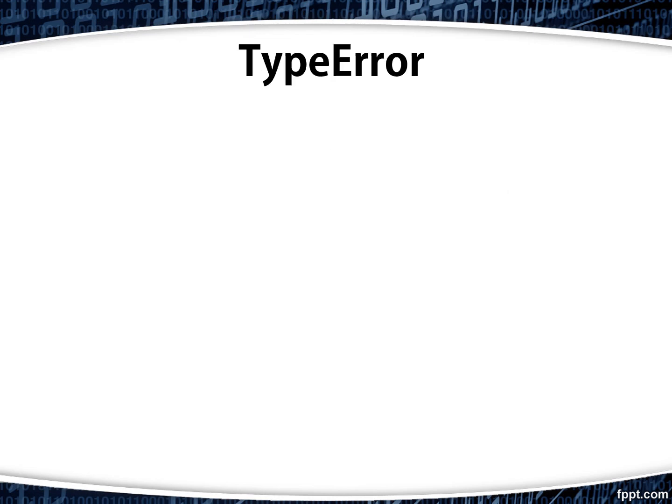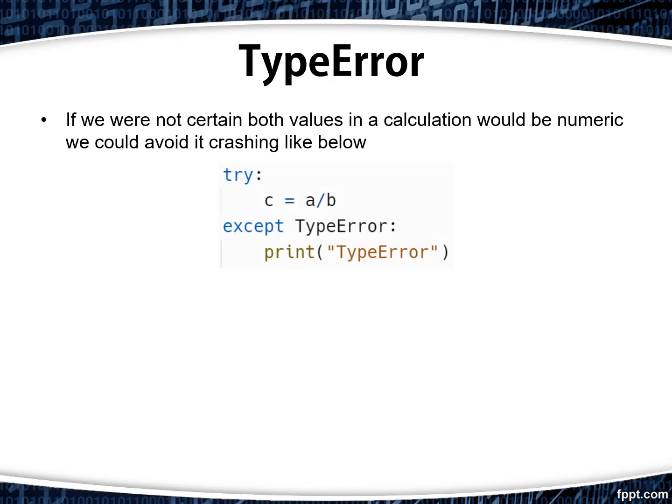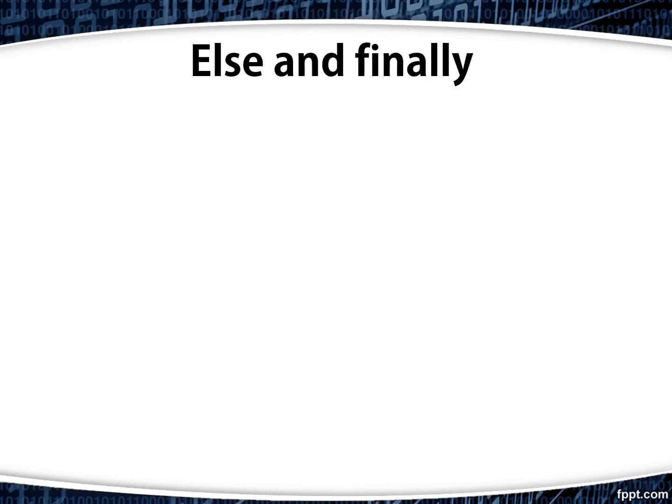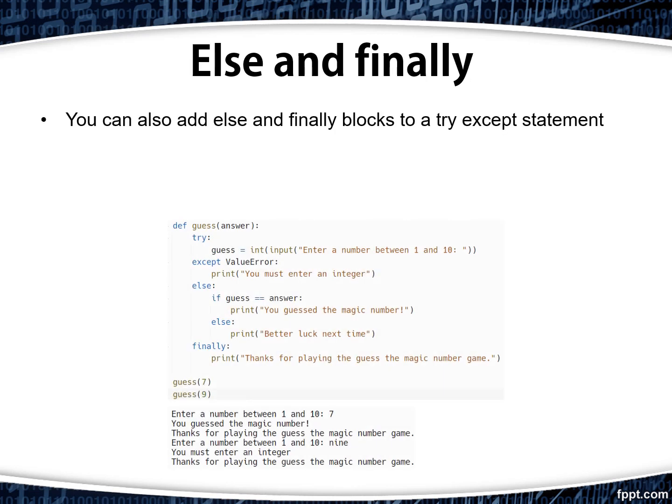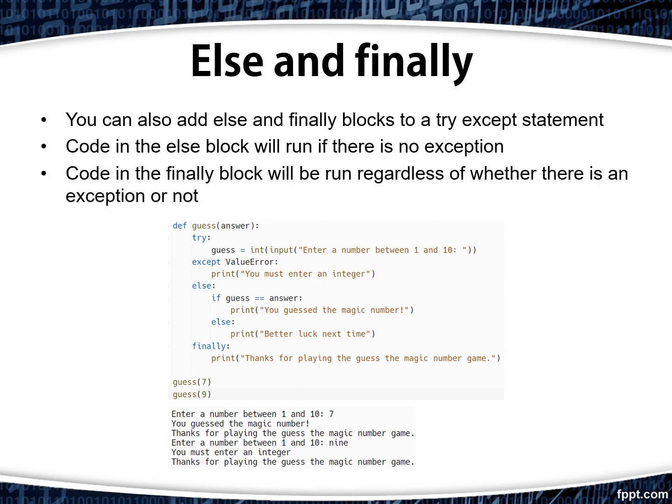In a similar way, we can use a try except to try and trap a type error so that that doesn't crash our program. You can also add else and finally blocks to a try except statement. As you can see below, code in the else block will run if there is no exception, and code in the finally block will run regardless of whether there is an exception or not.